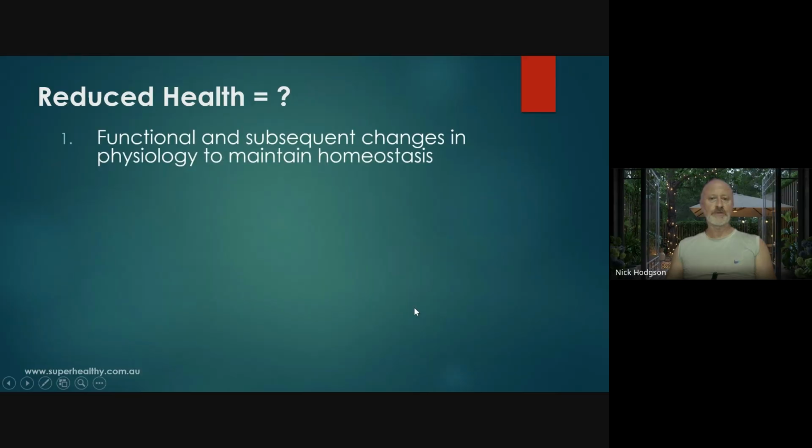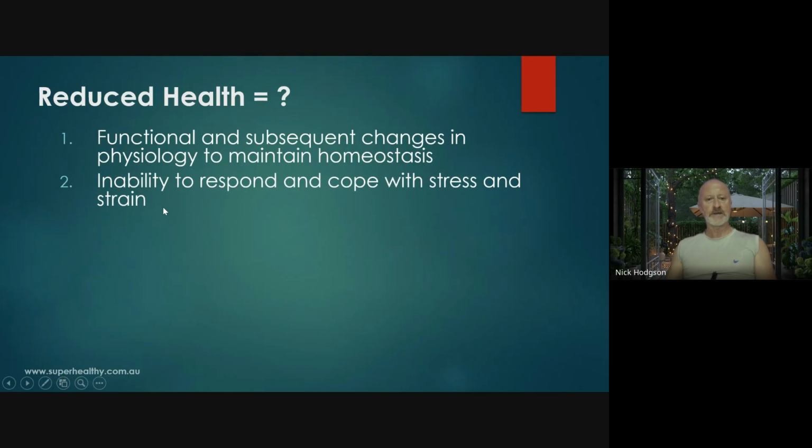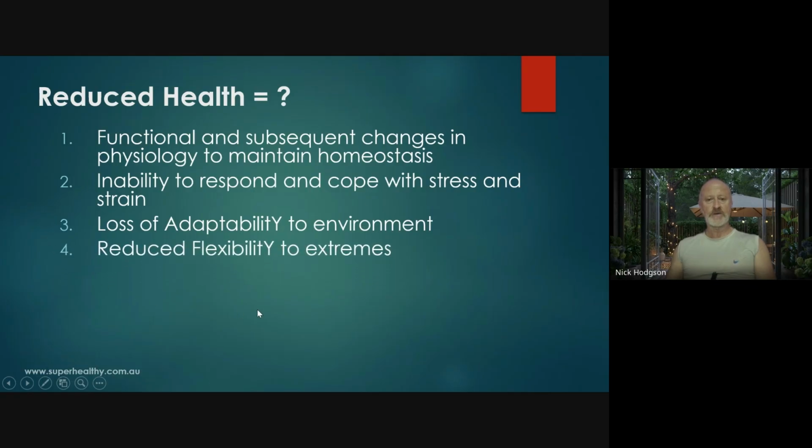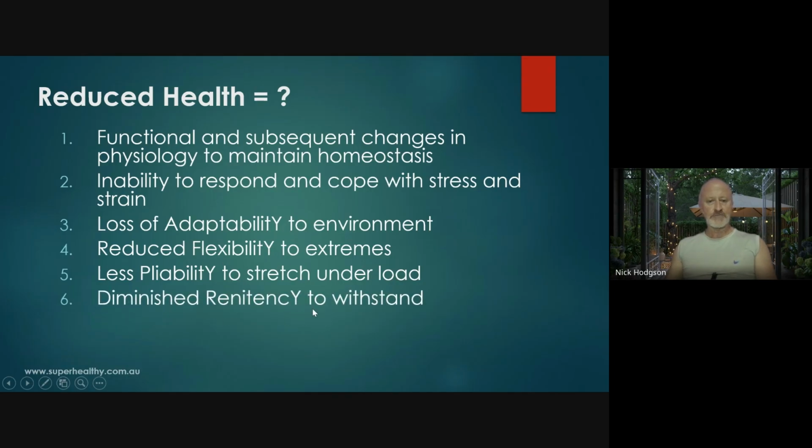And then similarly in terms of health. So functional subsequent changes in physiology that are trying to maintain homeostasis, if you start to interfere with those, then you have an inability to respond and cope with the stresses and strains of your environment, either externally or internally. So you lose adaptability. You lose the ability to maintain your homeostasis. You have reduced flexibility to the extremes of life. There's less pliability to stretch and respond to everything that's going on around you and within you. You have diminished renitency, diminished capacity, diminished resilience to withstand the stresses and strains of life.